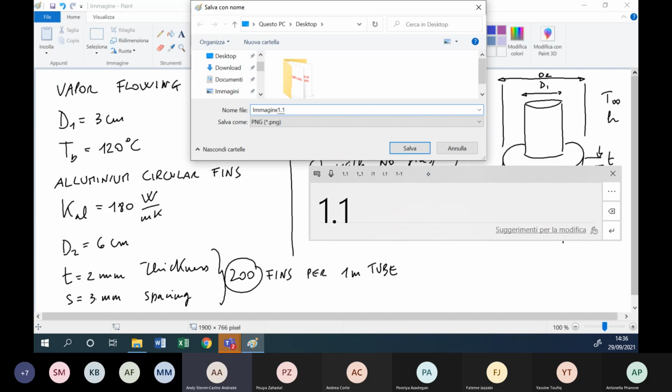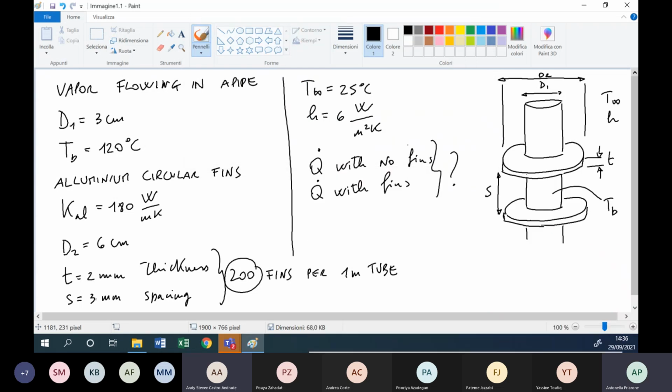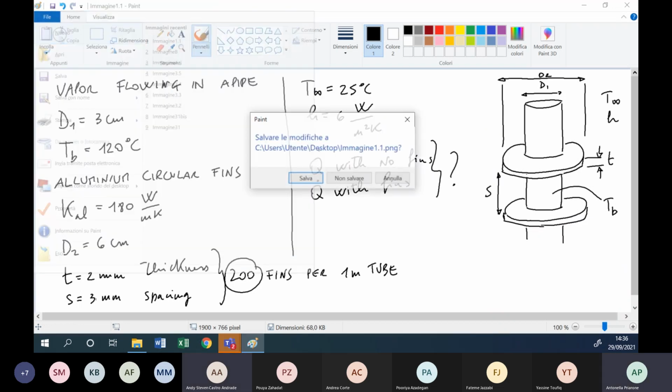Sorry, only one question. The temperature of the base represents the temperature of the tube? Yes. It's the temperature of the tube at the beginning, before applying the finned surface, and will also be the temperature of the base, kept at the same temperature, also with a finned surface. Okay, thank you.